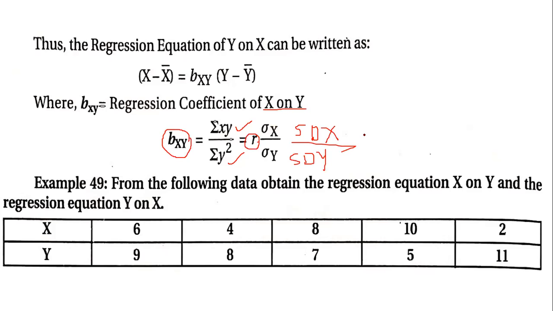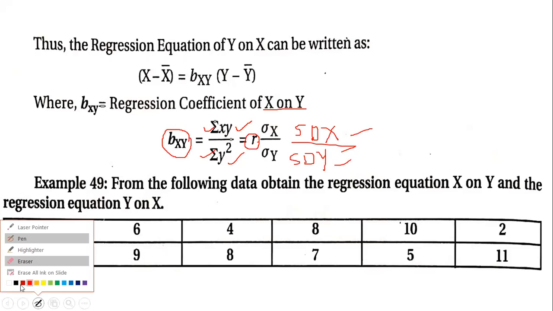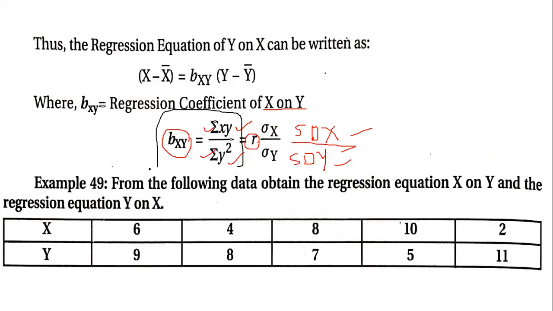So there are two formulas. The first one is sigma xy by sigma y square. The second one is correlation coefficient into standard deviation of x divided by standard deviation of y. Here we are going to use the first formula, sigma xy by sigma y square. So this will be for x on y.